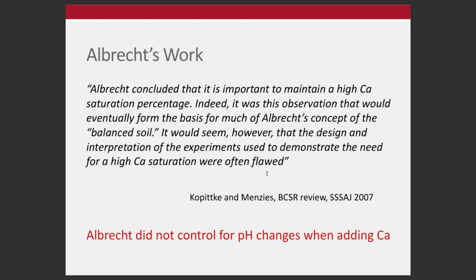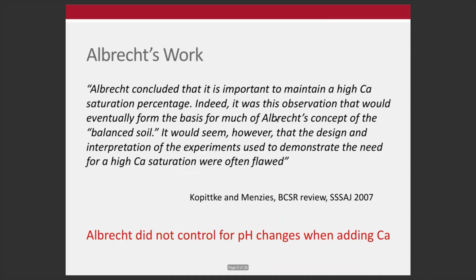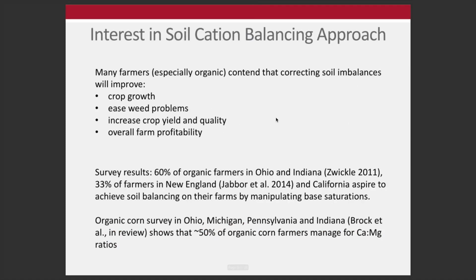changes in pH. Okay, and so again, if we go back to this idea, as pH increases, your calcium saturation is typically going to increase, your magnesium saturation to a certain extent, but calcium to a larger extent because it occupies a larger share of the exchange sites. Okay, so it's this idea of conflating. Did Albrecht conflate changes in pH for changes in calcium? So that's a fundamental question that still hasn't been answered in a really satisfying way. Okay.